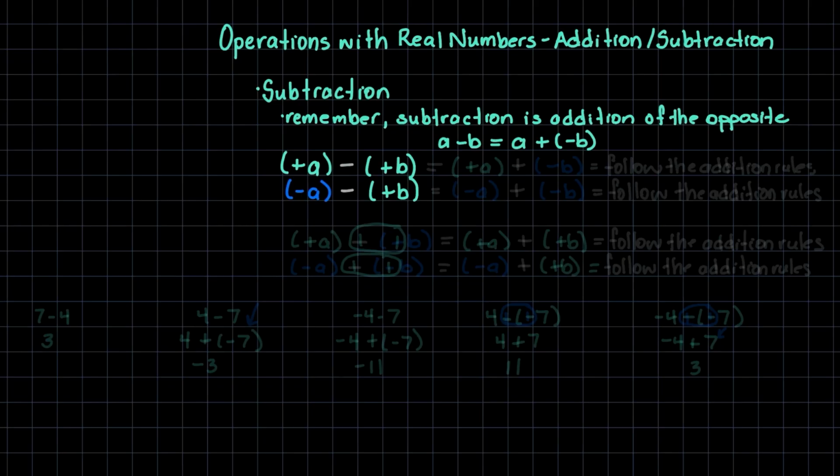So if I have some positive value A and I subtract some other positive value B, that's the same thing as saying I keep my positive value A, but now I'm going to switch the subtraction to addition, and that positive B is now a negative B. Well, this is a case we've already covered in addition. We have two numbers we're adding with different signs. One is positive, one is negative. So we follow the addition rules.